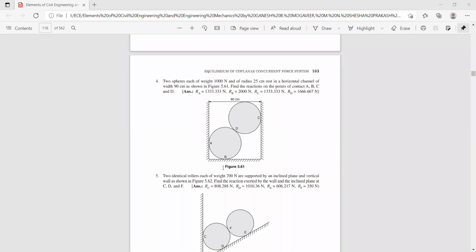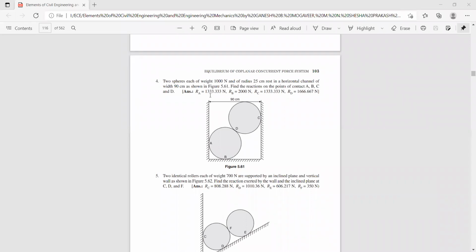Now you take up sphere 1 and draw the free body diagram. RA, RB, the weight of the sphere vertically downwards, and you already know RD, the reaction at this point, that is 1694. Now apply the condition sigma Fx is equal to 0. That is RA minus RD cos 36.86 equal to 0, or RA is equal to RD into cos 36.86.